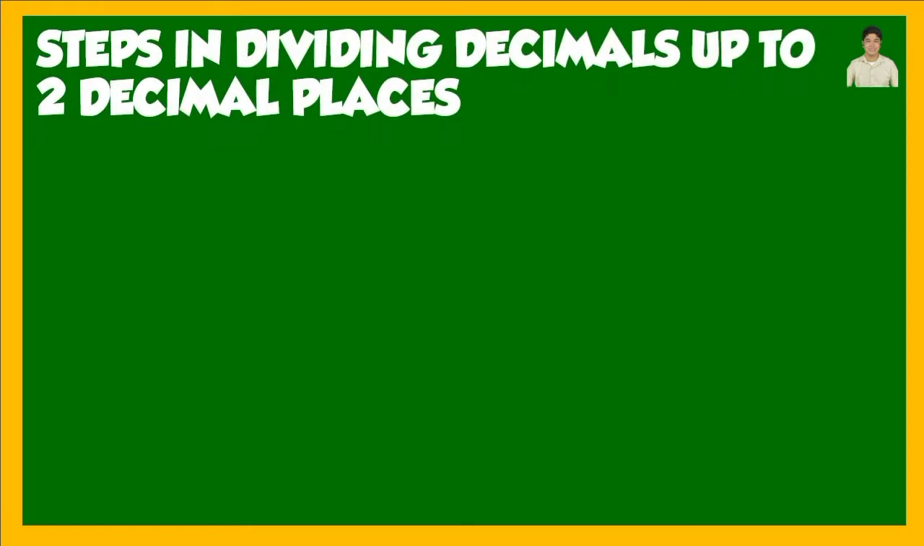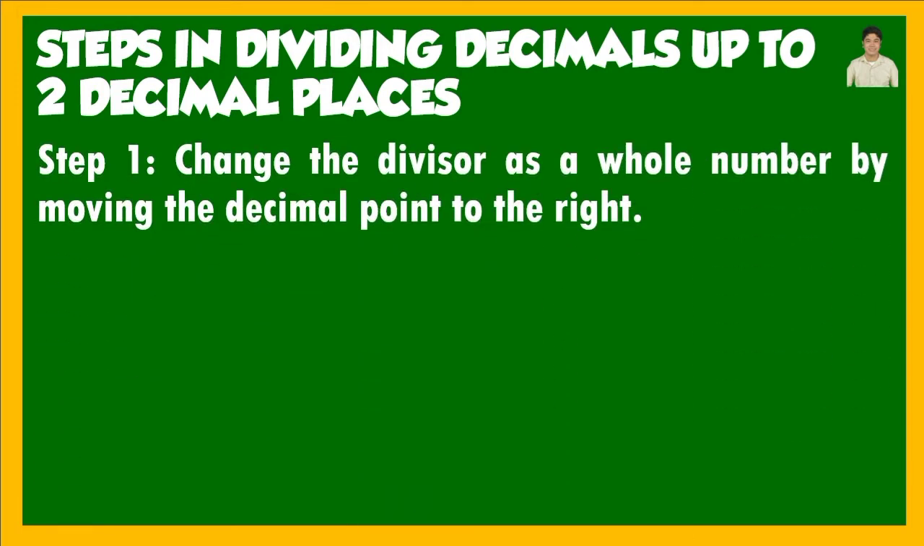So start natin yung discussion on enumerating the steps in dividing decimals up to 2 decimal places. So mahalaga po na malaman natin yung mga steps kung paano tayo nagdi-divide ng decimals kasi hindi naman siya nalalayo dun sa process kung paano tayo nagdi-divide ng mga whole numbers. So first step, change the divisor to a whole number by moving the decimal point to the right. So kung isusulat po natin siya, ipapakita natin yung solution niya. Yung divisor po is yung nasa labas.